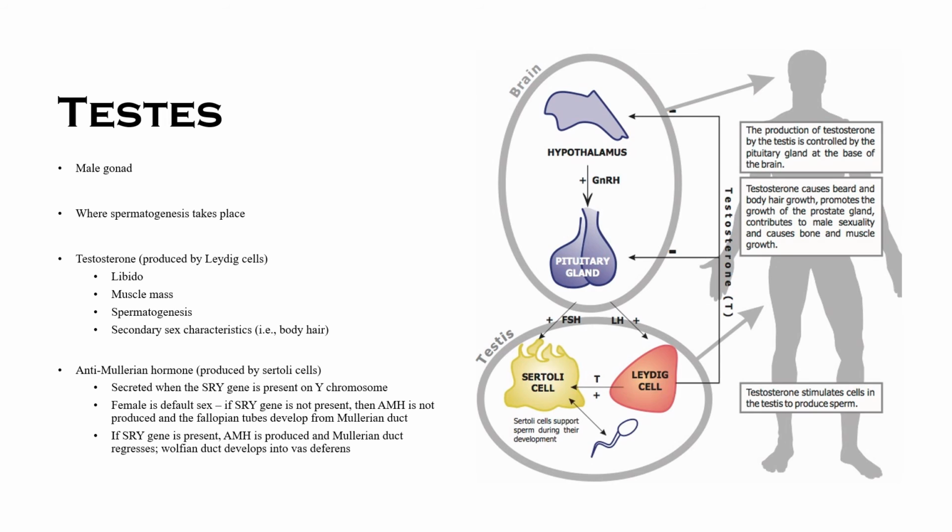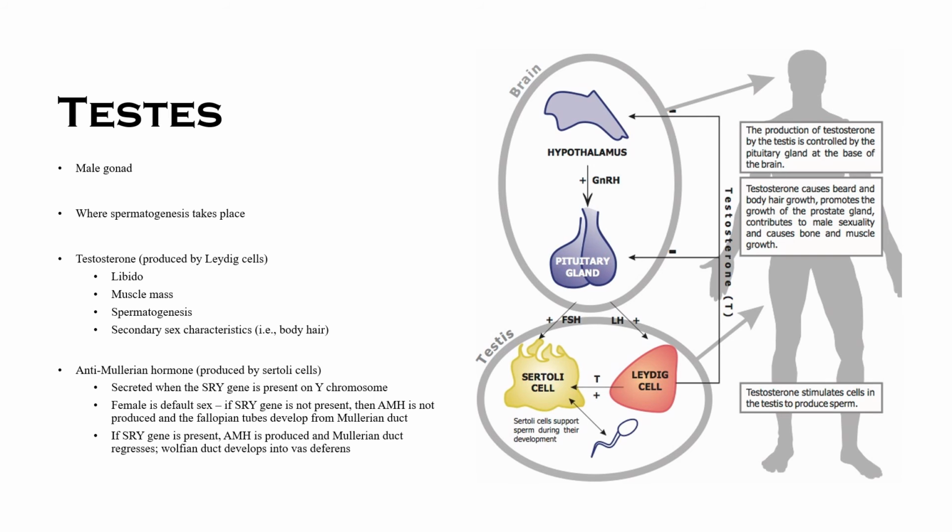So now we're moving into the testes, which is the male gonad. This is where the production of sperm or spermatogenesis takes place. The primary hormone produced here, of course, is testosterone, and it's being produced by what are called Leydig cells. Testosterone is very important with regards to libido, muscle mass, spermatogenesis, as well as the development of secondary sexual characteristics such as body hair. But also produced here is a very important hormone called anti-Müllerian hormone that is basically telling your body that you're a male.